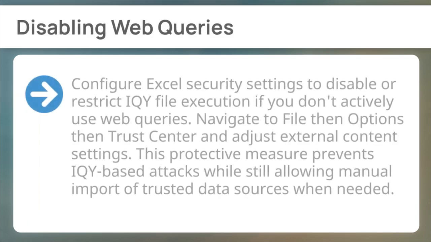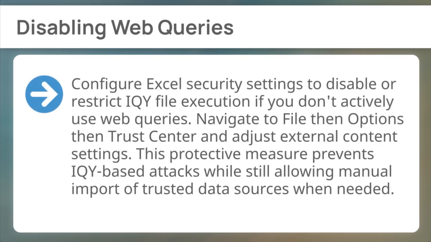Finally, disabling web queries. Configure Excel security settings to disable or restrict IQY file execution if you don't actively use web queries. Navigate to File then Options, then Trust Center, and adjust external content settings. This protective measure prevents IQY-based attacks while still allowing manual import of trusted data sources when needed.